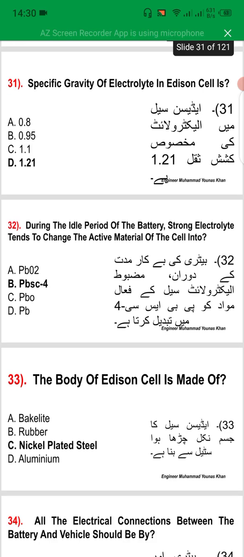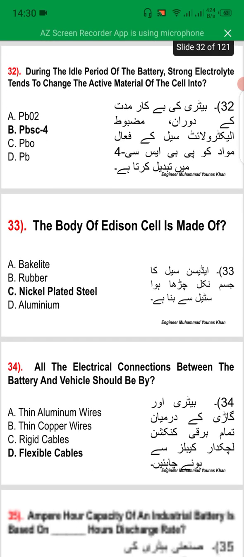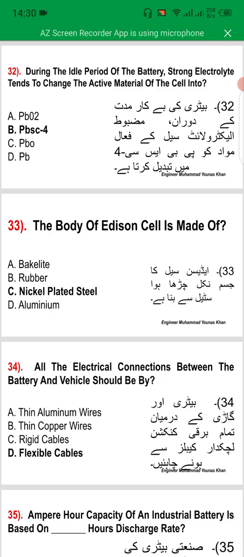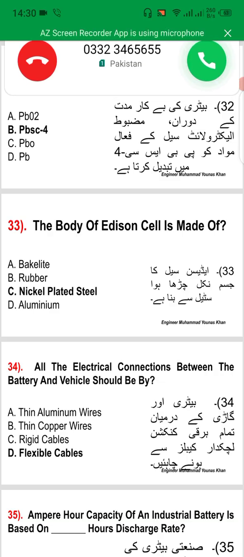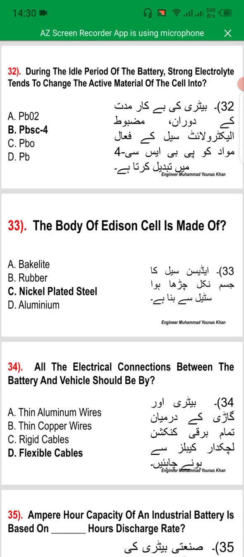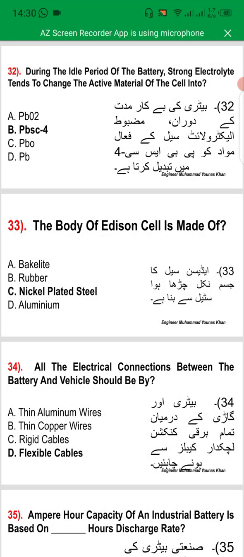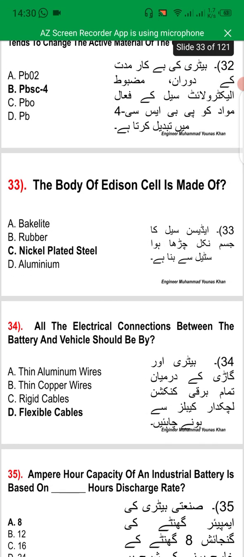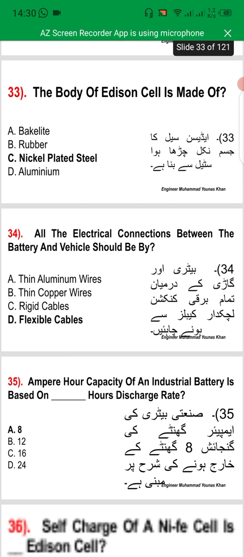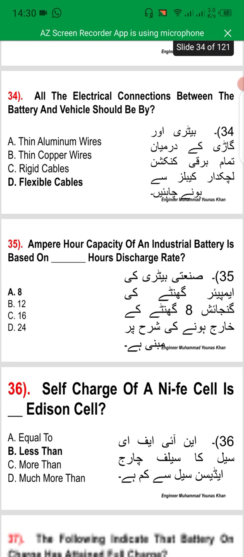Specific gravity of electrolyte in an Edison cell is 1.21. During the idle period of the battery, strong electrolyte tends to change the active material of the cell into PbSO4. The body of an Edison cell is made of nickel-plated steel.